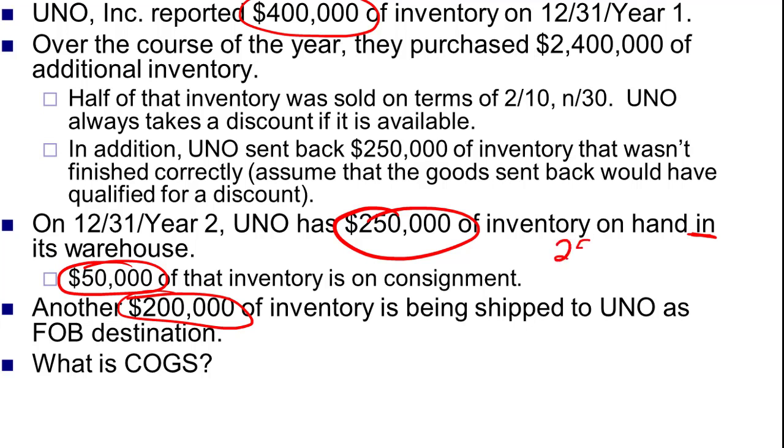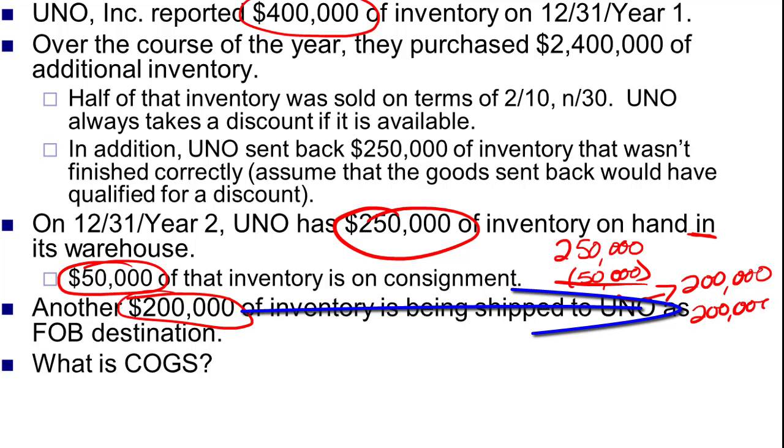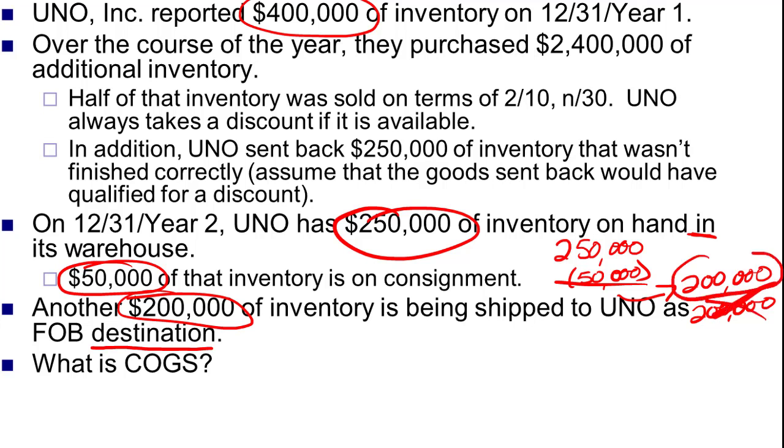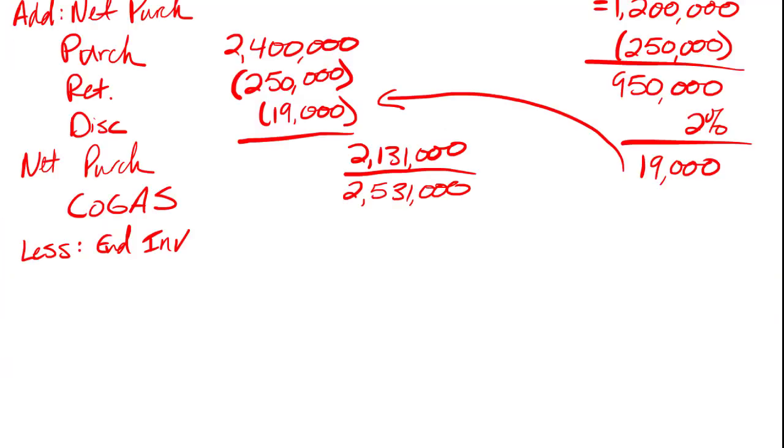So of the 250,000, I'm going to take out the 50,000 that's not mine or UNO's. So I've got 200,000 there. The next question is this FOB destination. And the key word here is it's FOB destination. I have purchased it, but it's FOB destination, which means it isn't going to be mine or UNO's until it gets to UNO's warehouse and the shipment has been completed. So I don't actually have to worry about that one. And my ending inventory is just $200,000. And that's what I'm going to put into my equation.